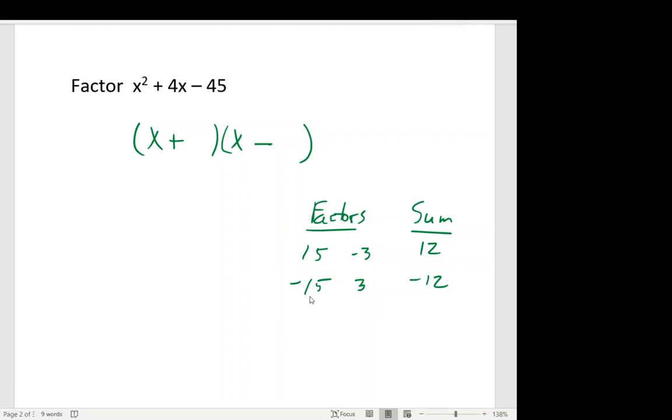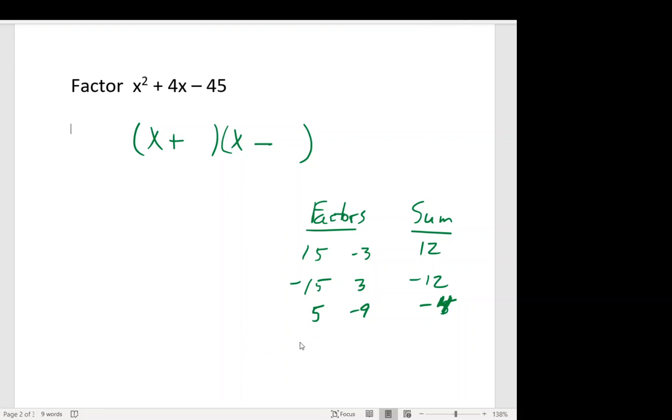You could think 5 and 9. Well, what if you made 5 positive and 9 negative? That would give you negative 45. 5 plus negative 9 gives you negative 4. Right? It's getting close, but it's supposed to be positive 4.